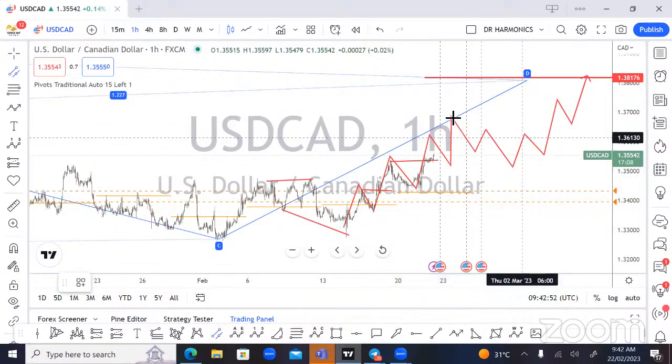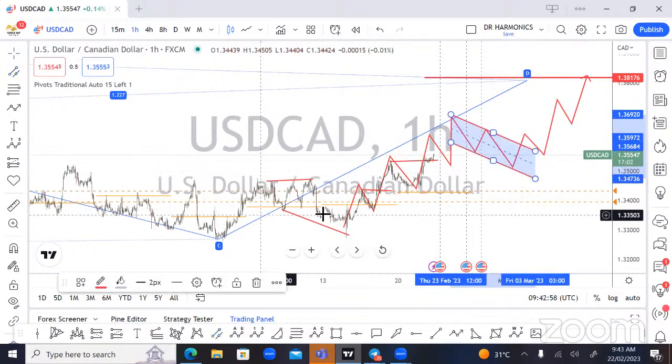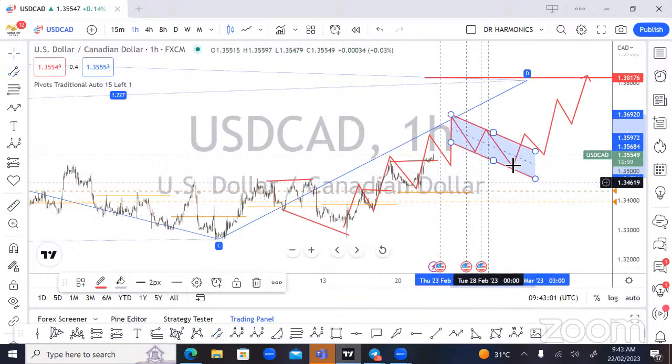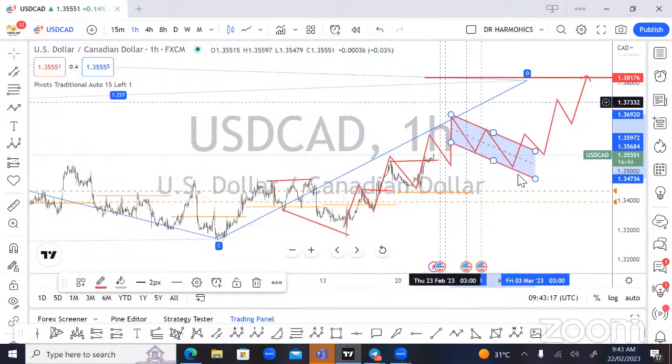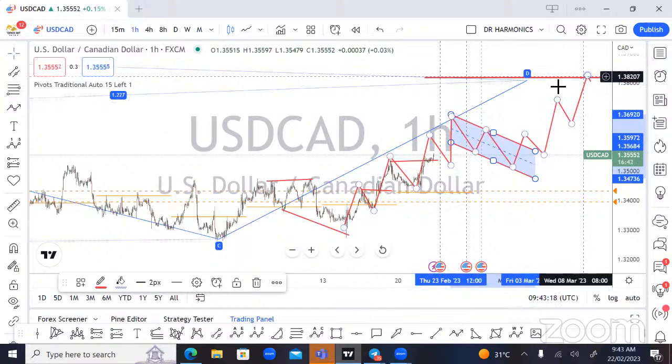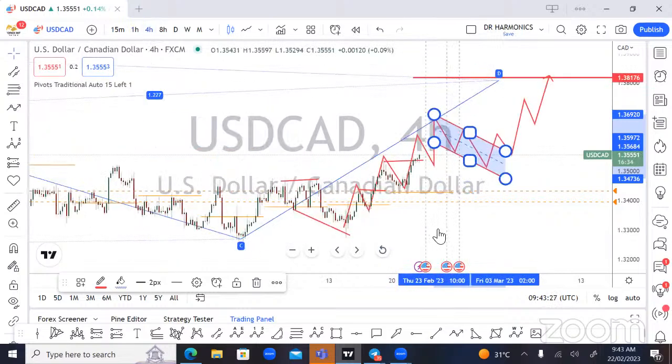Normally when you have a flat correction, it's very difficult for you to see another flat correction. If you have a flat correction, the next correction might be a zigzag correction. So this one formed a flat correction, and the next one might be a zigzag correction. The last wave is completed to complete the Gartley pattern on the higher time frame. Make sure you see the market going up, up, up like that.